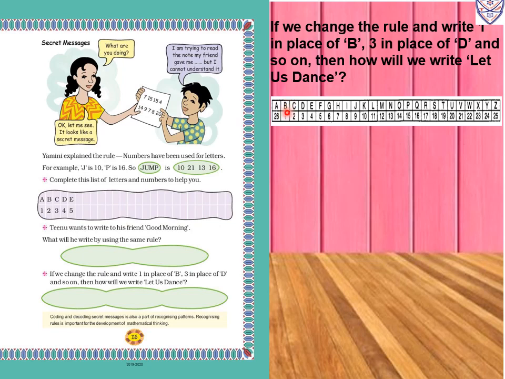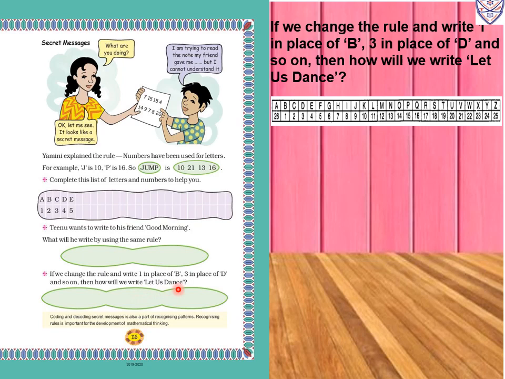So for B we will write 1, then C 2, then D 3, then E 4, F 5, G 6, H 7. This way it goes one ahead. Then I 8, then J 9, K 10, L 11, M 12, N 13, O 14, P 15, Q 16, R 17, S 18, T 19, U 20, V 21, W 22, X 23, Y 24, Z 25. Then we will give A 26. Okay, so this way we have changed the places.